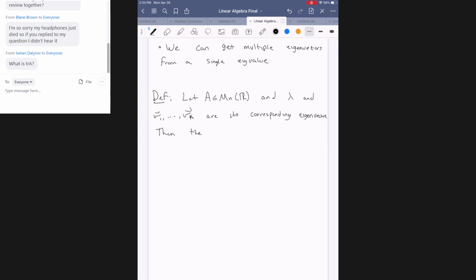The eigenspace of lambda, we call it E subscript lambda, is going to be the span of v1 through vk. Okay. So, as you might expect, this is a subspace, right?